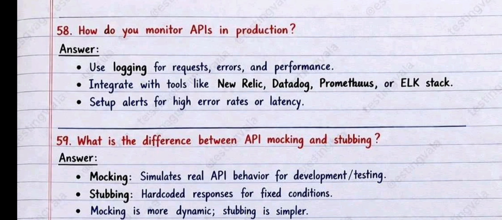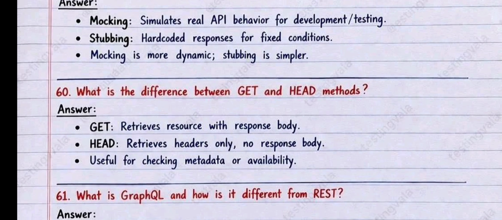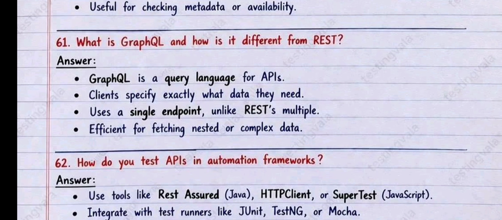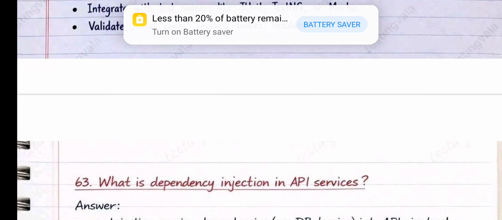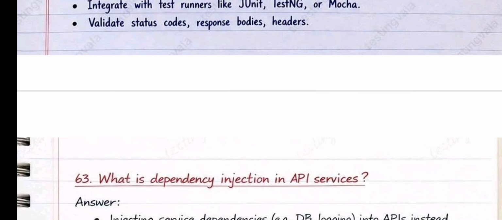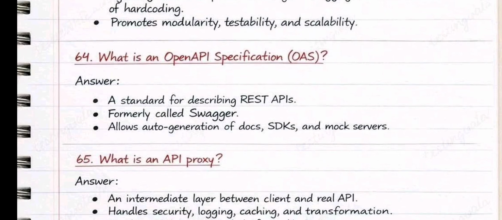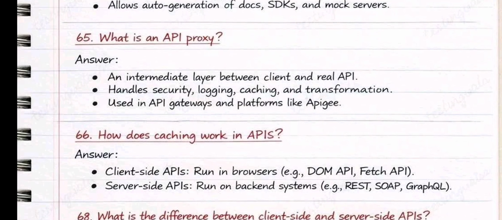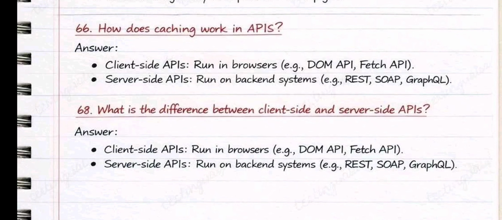How do you monitor APIs in production? What's the difference between API mocking and stubbing? What's the difference between GET and HEAD methods? What is GraphQL and how is it different from REST? How do you test APIs in automation frameworks? What is dependency injection in API services? What is an OpenAPI specification? What is an API proxy? How does caching work in APIs?